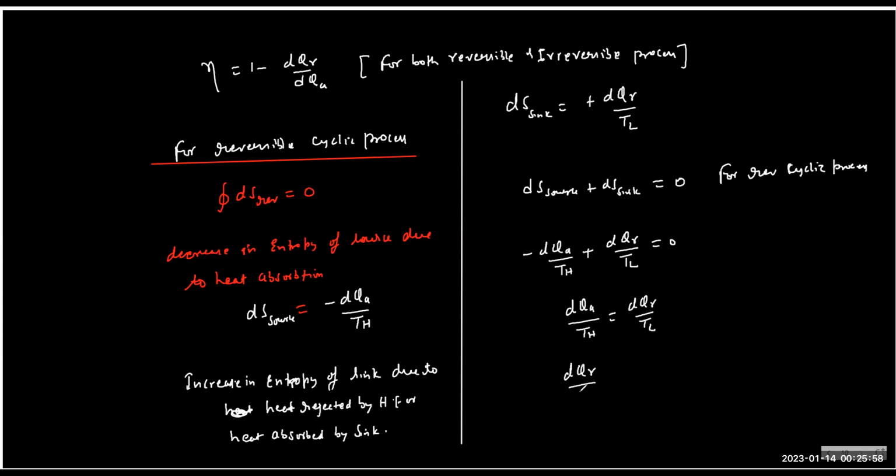So dQr by dQa is in the ratio of its temperature only, isn't it? Do you realize this fact? What is happening? And therefore, the efficiency formula we can rewrite for a reversible cyclic process. So the eta for reversible, we can not only write like this, of course, we can write this, but we can also write this as TL by TH.